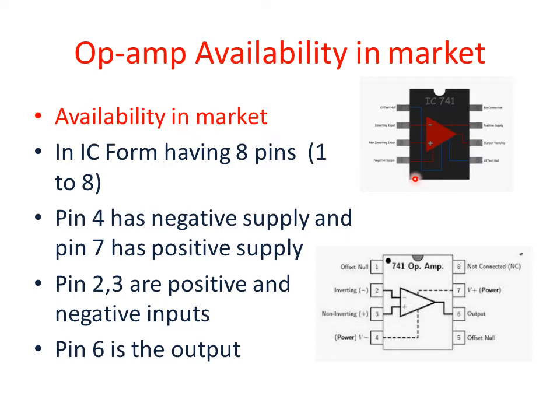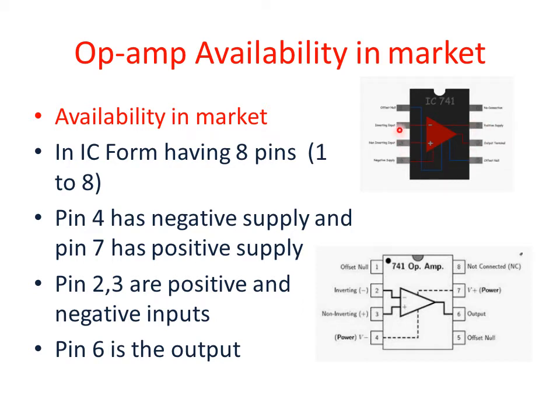Okay, now in general, the second pin is the negative pin. The third pin is the positive pin of the OpAmp. This pin is representing the negative supply to the operational amplifier. This pin represents the output terminal. This pin represents the positive supply.